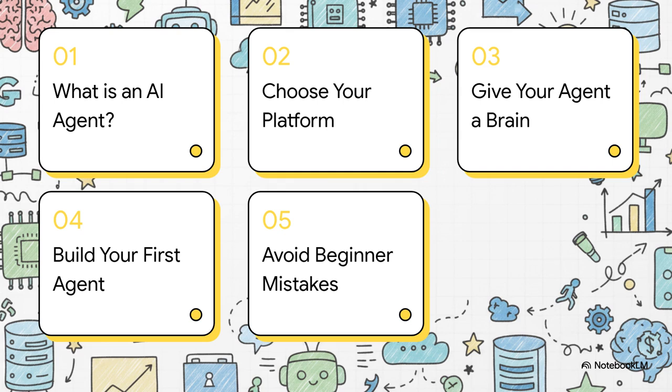Okay, let's dive into this blueprint. Today's agenda is pretty straightforward. 1. What is an agent? 2. Picking your free platform. 3. Giving your agent brains. 4. A step-by-step assembly guide. And finally, 5. Pro tips and traps to keep you on the right track.